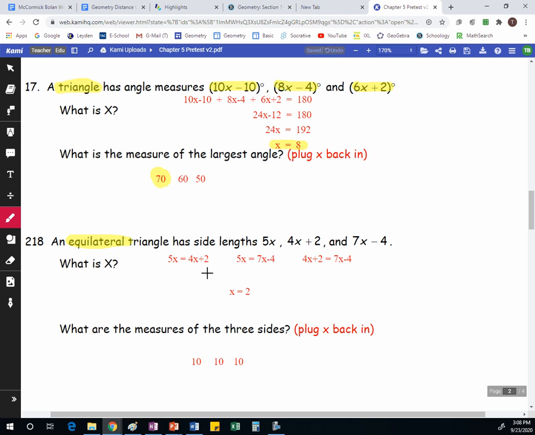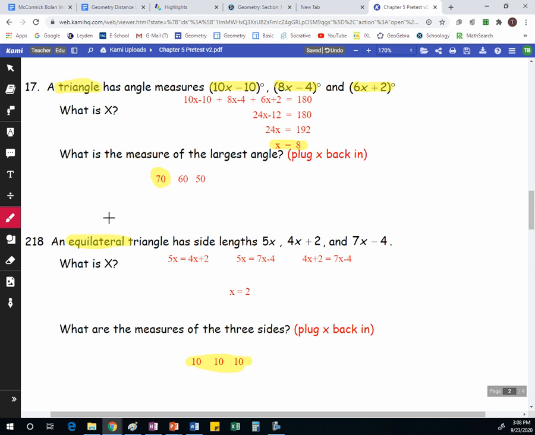Then it says, again, to plug it back in and see what we get for the side lengths. Well, 5 times 2 is 10. 4 times 2 plus 2 is also 10. And 7 times 2 minus 4 is also 10. We get the same one for all three sides. That makes sense because it said the triangle was equilateral. They should all be the same.